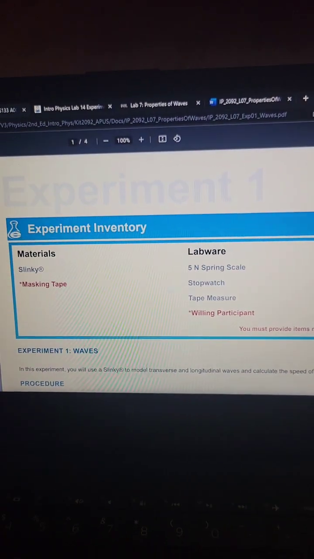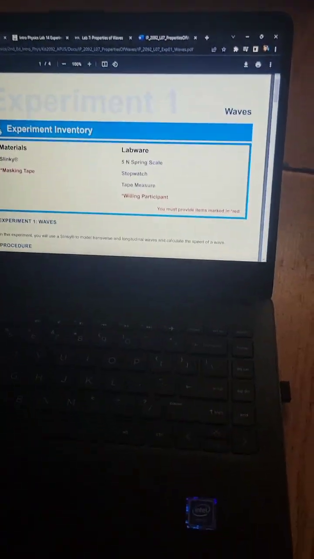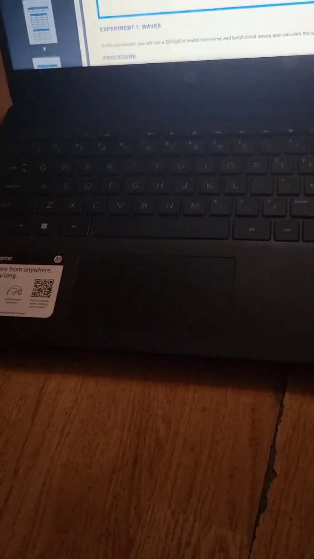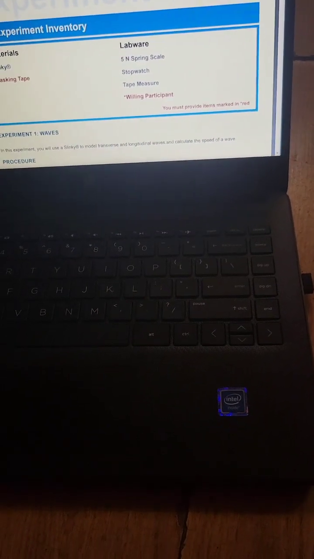So, start off going through our inventory real quick. Pretty easy. We got our handy dandy slinky, our spring scale. I didn't have masking tape, so I ended up having to use what I had, and a stopwatch, which I'm using my phone for.